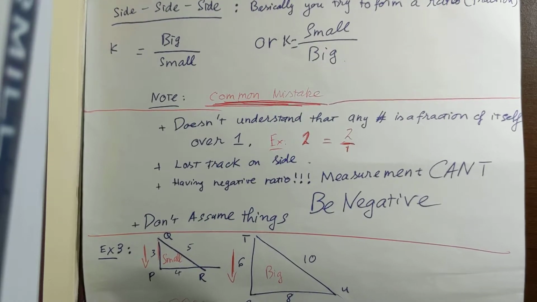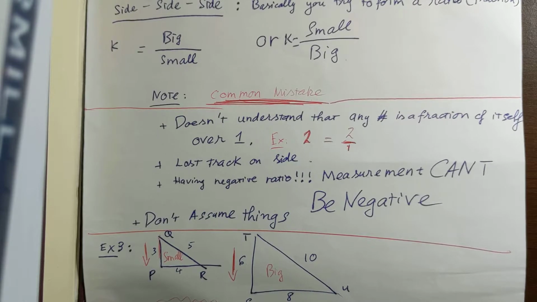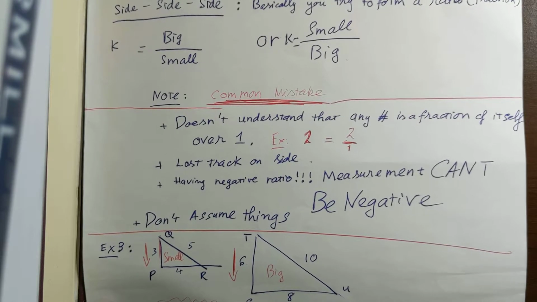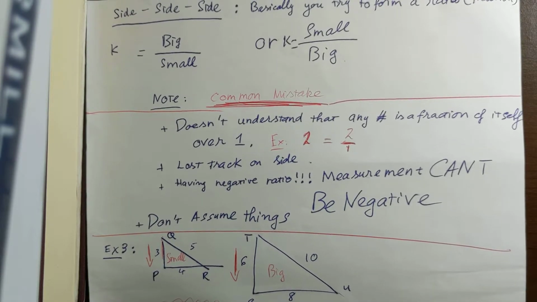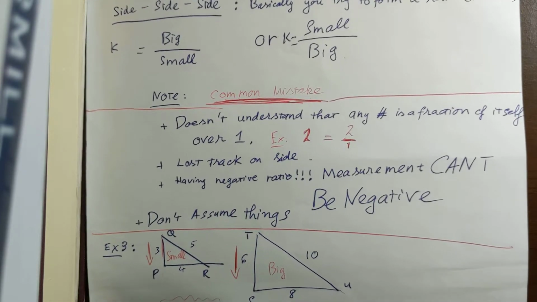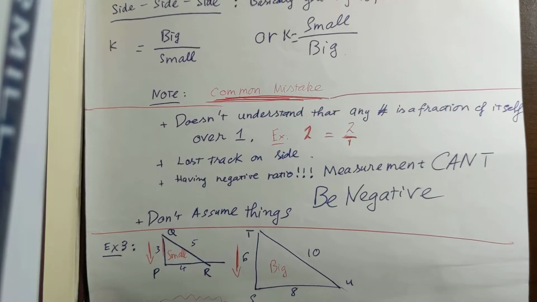Number 3 will be having negative ratios. Again, measurement cannot be negative. It's impossible. Last but not least will be assuming stuff. Do not assume things. Never ever assume things.